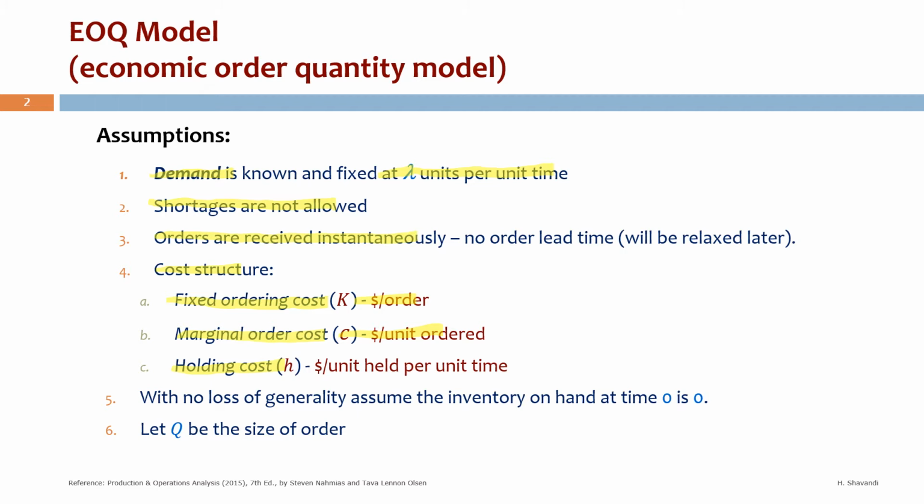With no loss of generality, we assume that the inventory level on hand at time 0 is 0. And let Q be the size or the quantity of the order.